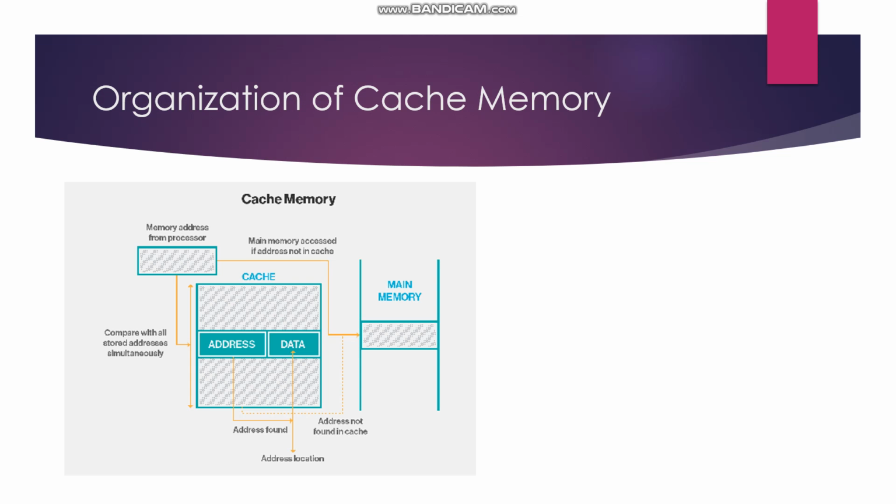The organization of cache memory is like this. Cache memory has memory address from the processor. Main memory is accessed if the address is not in the cache. Then there are two subdivisions called address and data space. If the address is found, then it directly moves to the data address location. If the address is not found, then it moves to the main memory. There is a comparison between all storage addresses simultaneously in the cache memory.